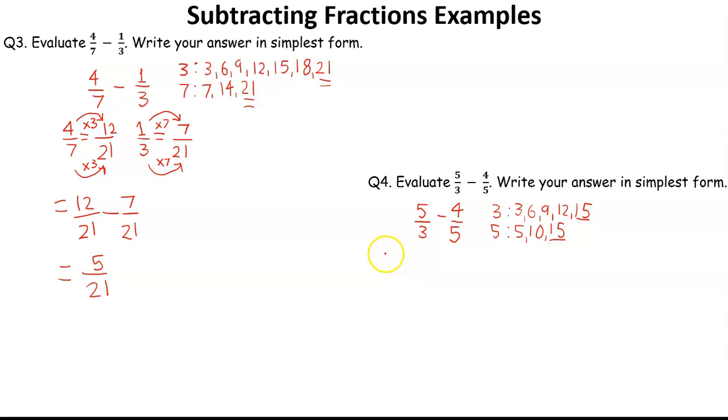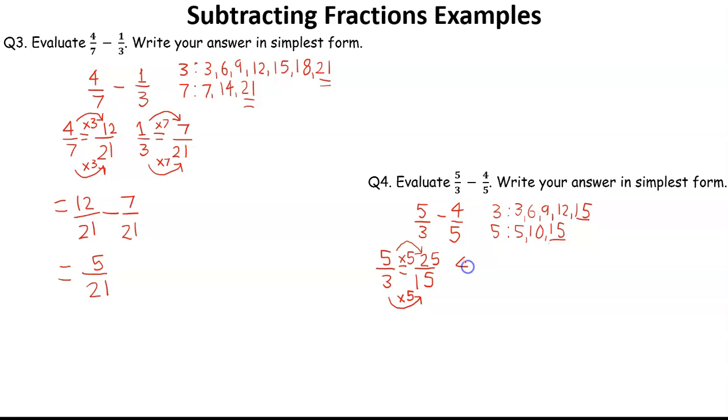So I need to convert my 5/3 so that it has a denominator of 15, and I find an equivalent fraction. So what do I do to 3 to make it into a 15? I multiply it by 5. 5 times 3 is 15. If I multiply my denominator by 5, I must multiply my numerator by 5. 5 times 5 is 25. So that's one fraction. I'll do my next fraction.